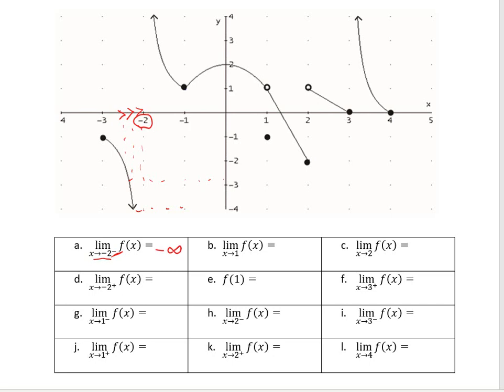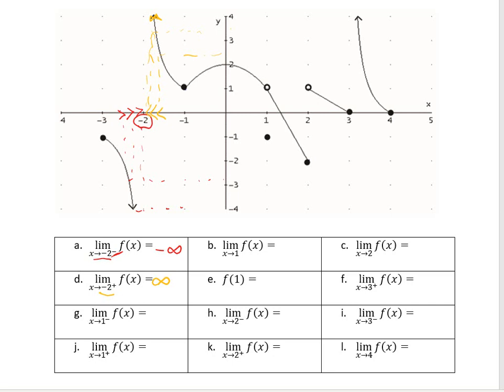Now, for the other one, if I look at the limit as I approach -2, but now I'm coming from the right-hand side, if I look at my y values, what I'm noticing is that the closer I get to -2, the bigger my y values are becoming, and it looks like they're getting big really fast. And this arrow means that it's going to go up forever. So that means it's approaching +infinity.